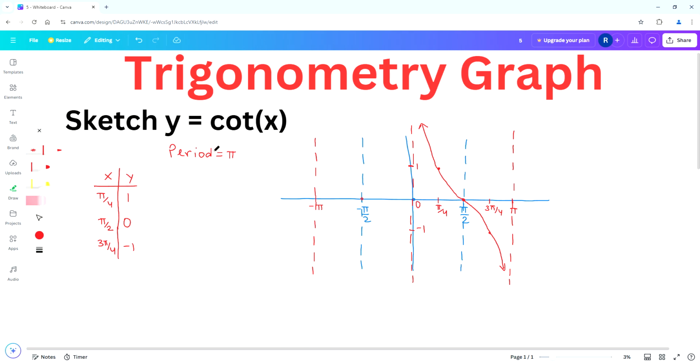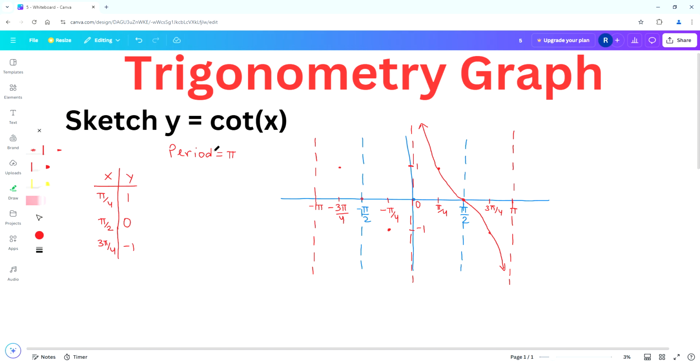Now we can sketch the curve between the vertical asymptotes at -pi and 0. The x-intercept is at -pi over 2. Between -pi over 2 and -pi, we can use the x value -3 pi over 4, which lies between -pi over 2 and -pi, and -pi over 4, which lies between 0 and -pi over 2. At x equals -3 pi over 4, cotangent is equal to +1. At x equals -pi over 4, cotangent is equal to -1. We can use our calculator to get these values.